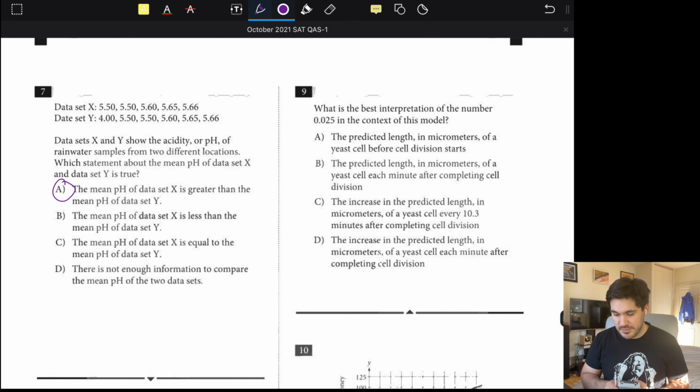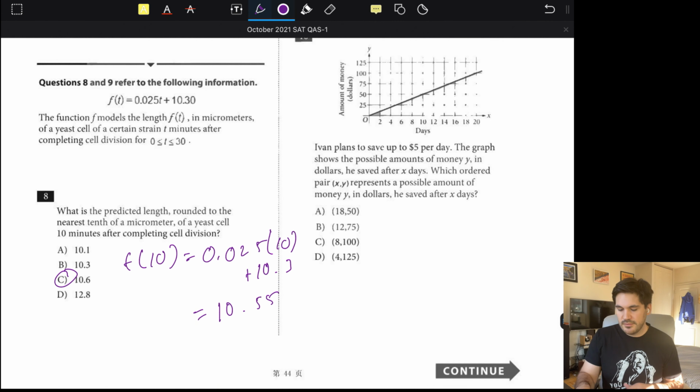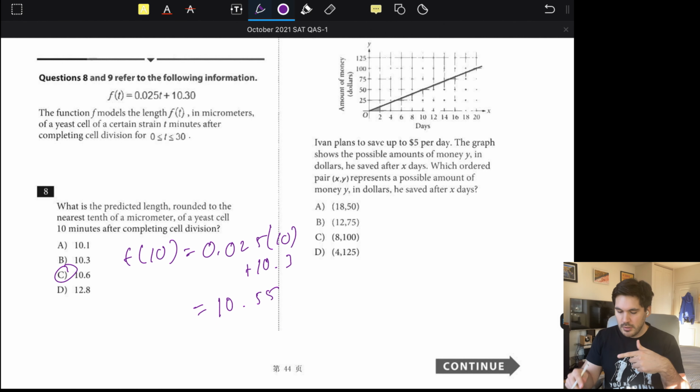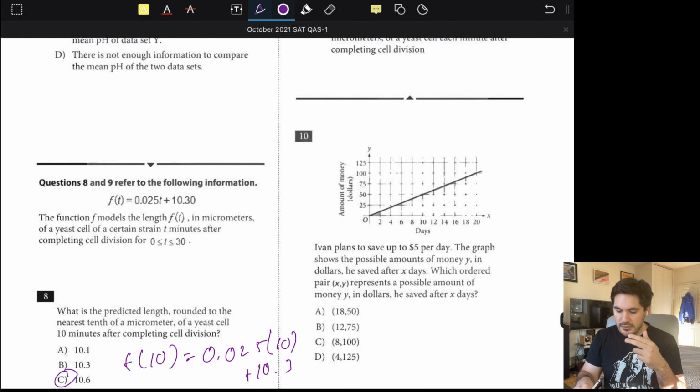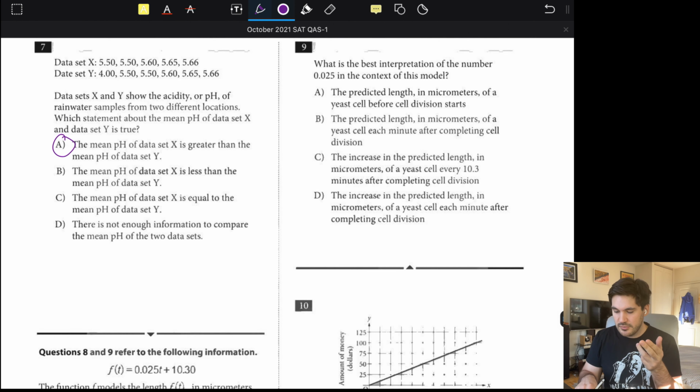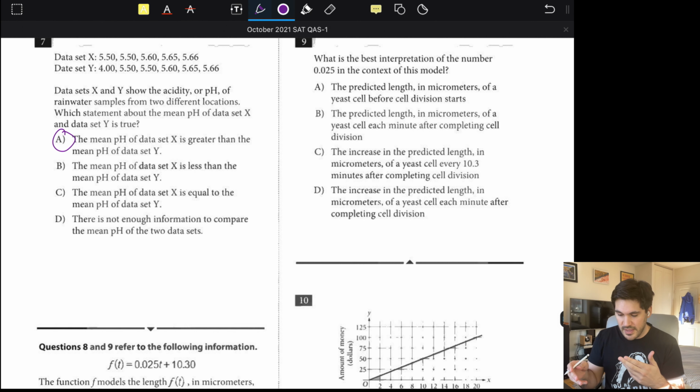Number 9, what is the best interpretation of the number 0.025 in this context? I mean, it's just a slope, right? Every time t increases by 1, y has to increase by 0.025. And the one that shows this relationship is, of course, D.